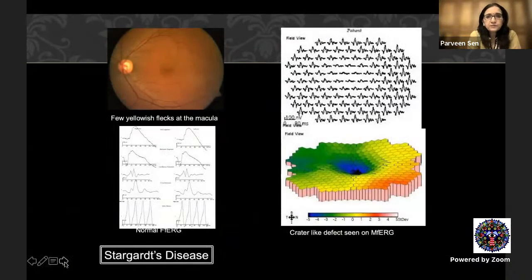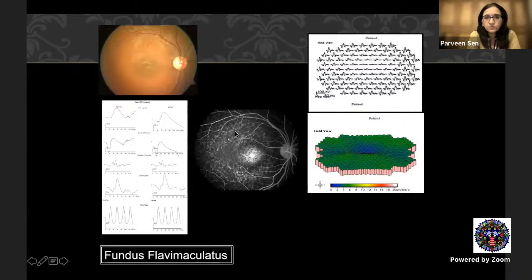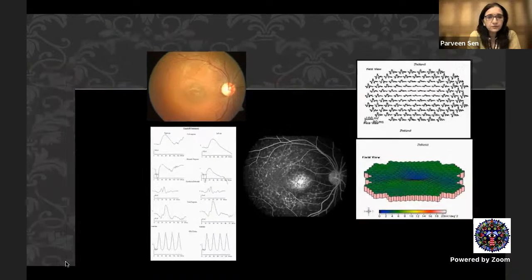This is another example of Stargardt's disease where you can see only the central area is affected. And if you see fundus flavimaculatus, which is a more widespread disease, this can be prognostic because a larger area of the retina is involved, as seen very clearly on multifocal ERG.